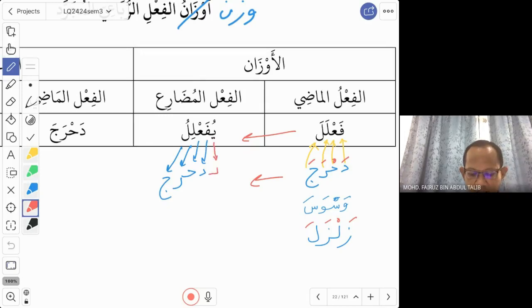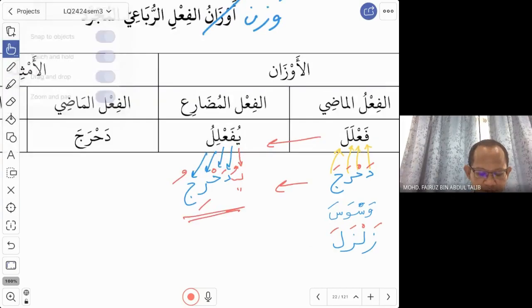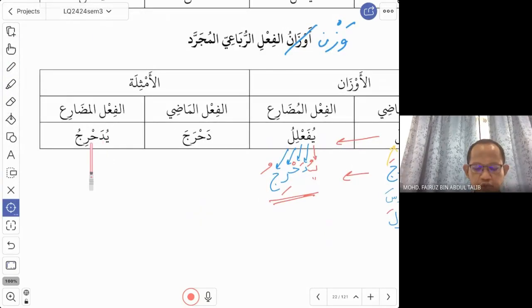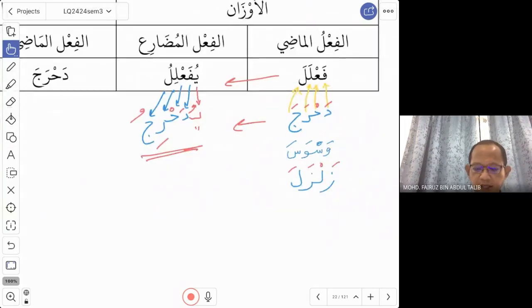So you just write the ya. How do you read the word? Ya, fa: yudah. Ain: ri. Ju. So the word is yudahriju. So here we have the fi'l yudahriju. So next time when you see this, refer to the wazan. Then you know how to read the fi'l. Okay, so for dahraja, yudahriju.